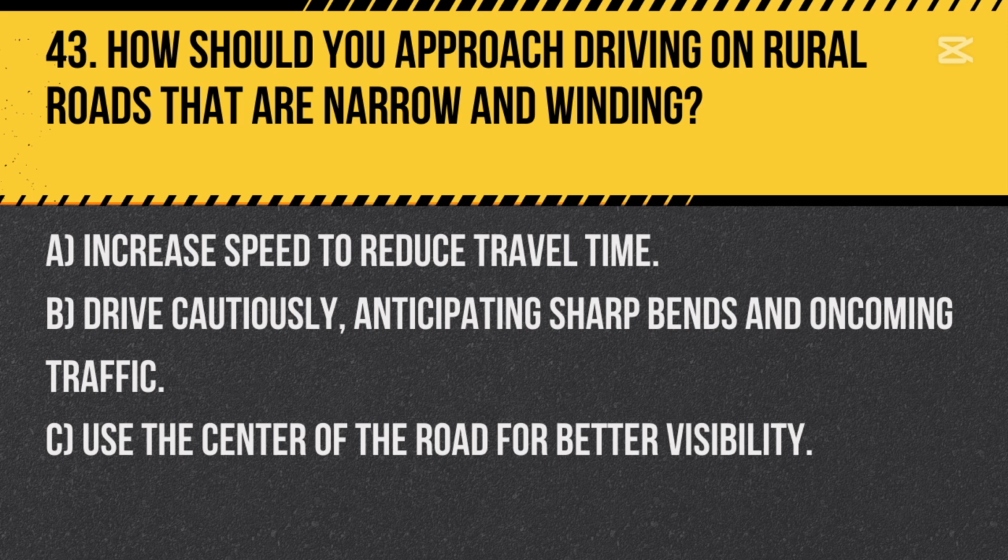Question 43. How should you approach driving on rural roads that are narrow and winding? A. Increase speed to reduce travel time. B. Drive cautiously, anticipating sharp bends and oncoming traffic. C. Use the center of the road for better visibility. Answer B. Drive cautiously, anticipating sharp bends and oncoming traffic. Rural roads often have limited visibility and space, requiring careful driving to navigate safely.